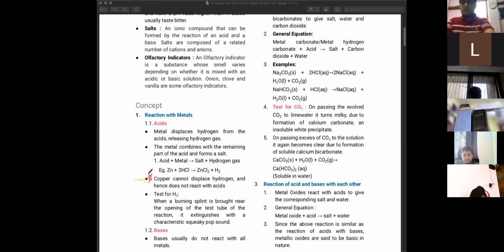So copper cannot displace hydrogen and hence does not react with acids. That's one exception, and you could figure out the reason too. Based on the reactivity series, copper is below hydrogen, so it cannot displace hydrogen. That's why with copper, there is no reaction.